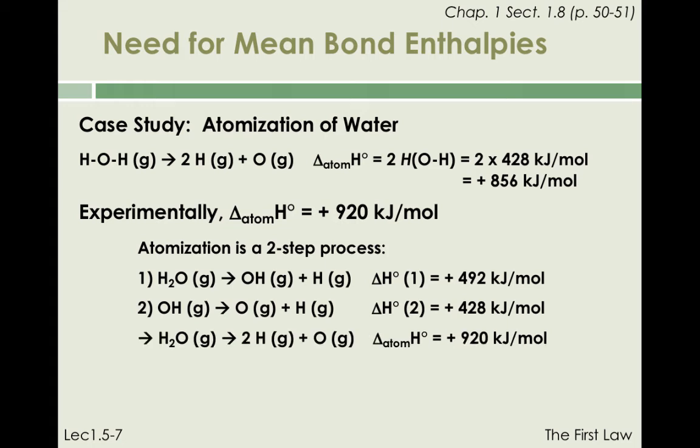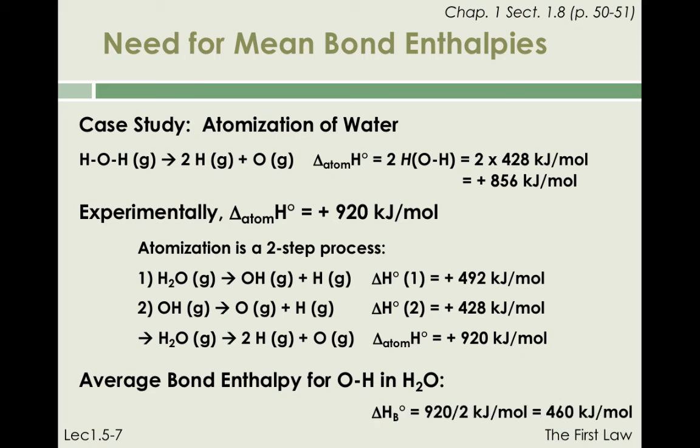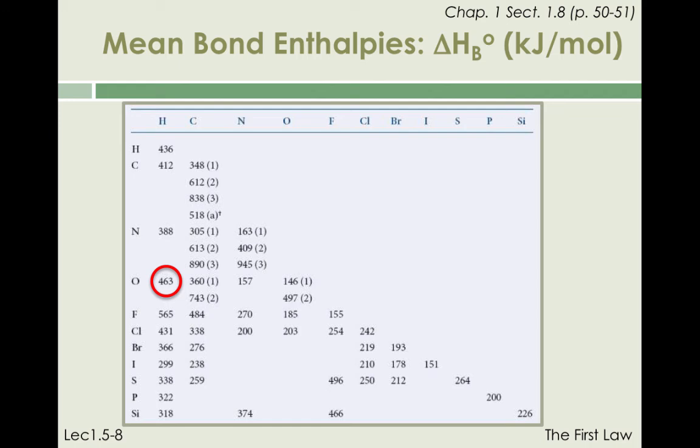Adding 428 kilojoules per mole and 492 kilojoules per mole leads to the value of 920 kilojoules per mole for the experimental atomization enthalpy of water vapor. So for water, we could define an average or mean bond enthalpy by dividing the atomization energy by 2, and we would say that the average OH bond enthalpy in water is 920 kilojoules per mole divided by 2, or 460 kilojoules per mole.